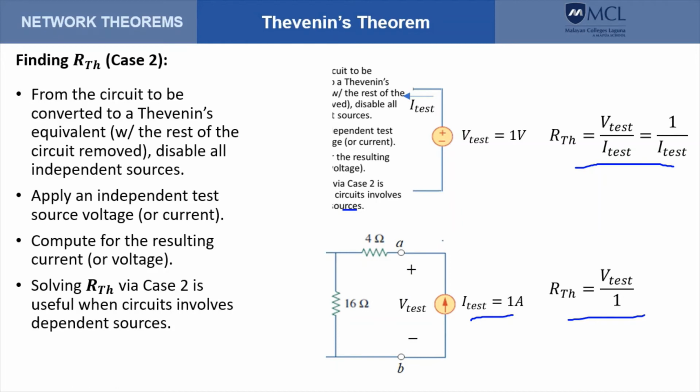So, why do we have case 2? Because solving RTH via case 2 is useful when we're dealing with dependent sources. So remember, when getting RTH, we don't disable dependent sources. And once we have that scenario, we cannot use case 1 in finding RTH. We need to use case 2.